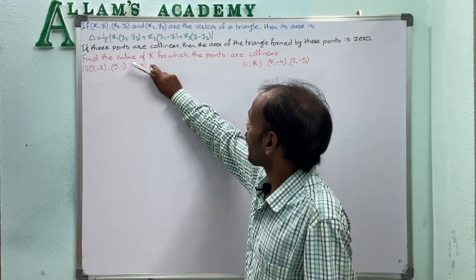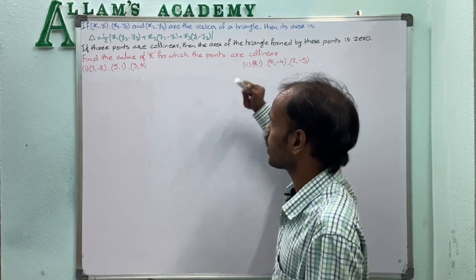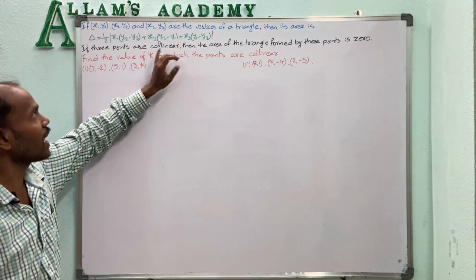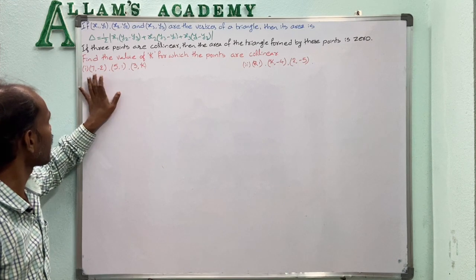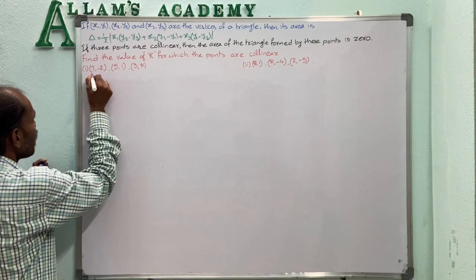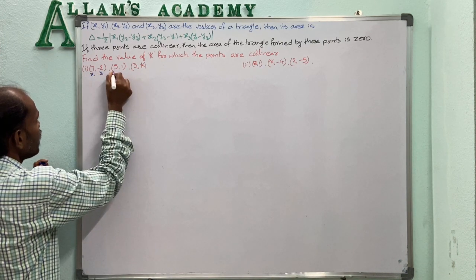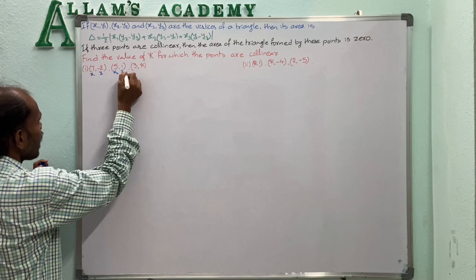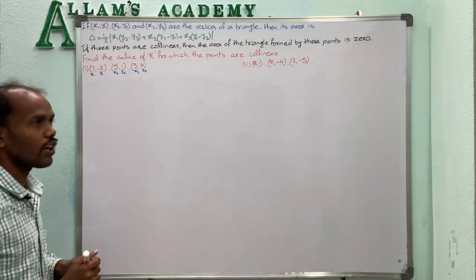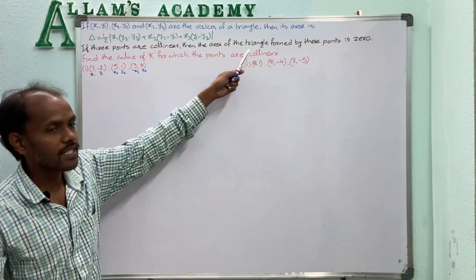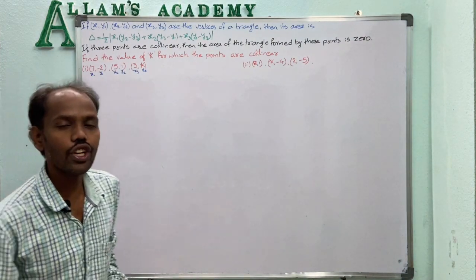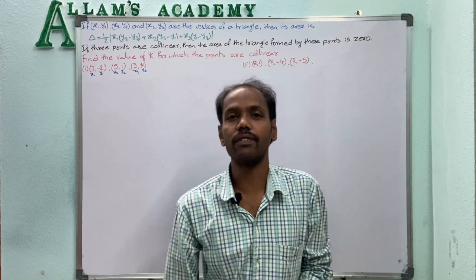Find the value of k for which the points are collinear. So if the given points are collinear, then we have to find the k value. Here the points are given as 7 comma minus 2, 5 comma 1, 3 comma k. So 7 comma minus 2 will be taken as x1 y1 coordinates, 5 comma 1 as x2 y2 coordinates, and 3 comma k are x3 y3 coordinates. Here the points are directly given as collinear. That means the area of the triangle is equal to 0.